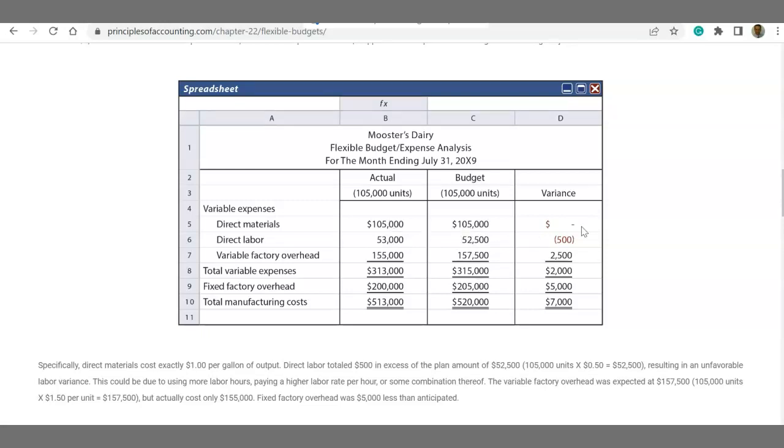And now you say, okay, 105 minus 105, that's 0. But the flex budget was 52,500, and the actual was 53,000. So 53,000 minus 52,500, that's minus $500, unfavorable variance. In regards to factory overhead, you were $2,500 favorable variance, because the flex budget says 157,500, but you ended up with 155,000. So that's a favorable variance of $2,500. So total variable expenses is $2,000 favorable. And the fixed factory overhead was budgeted for 205,000, but actual was 200,000. That's another $5,000 favorable variance. So total favorable variance in comparing your flex budget with the actual results is $7,000 favorable.